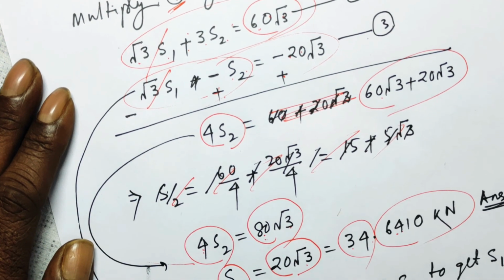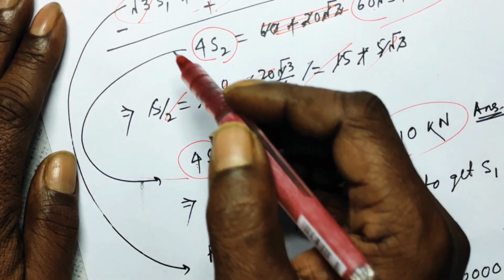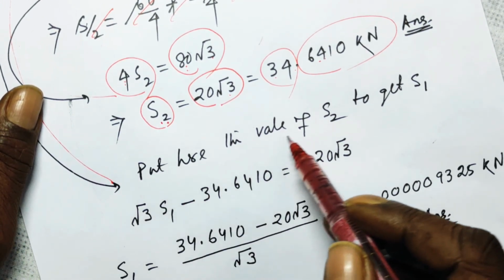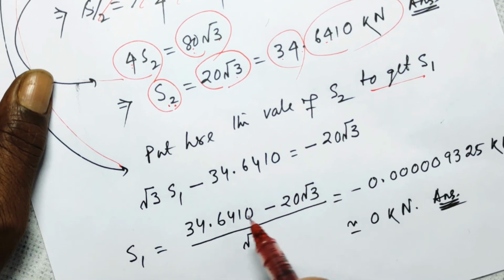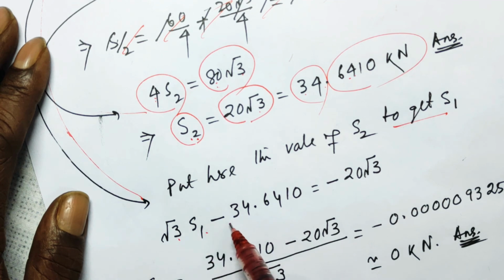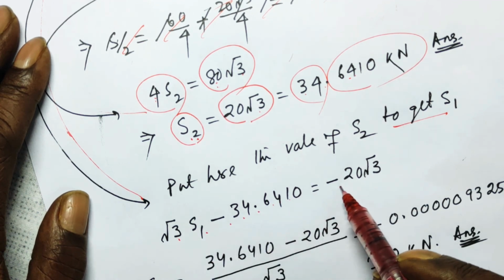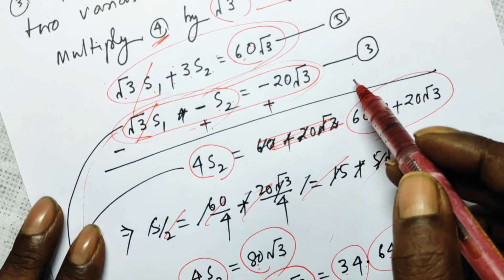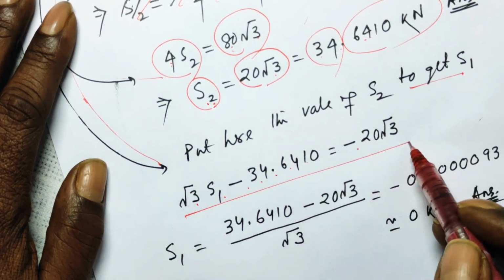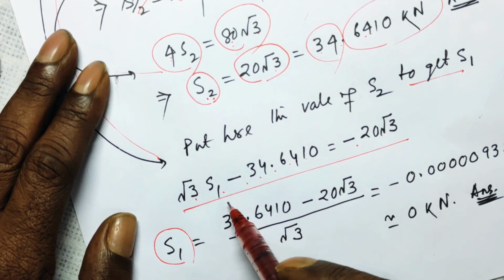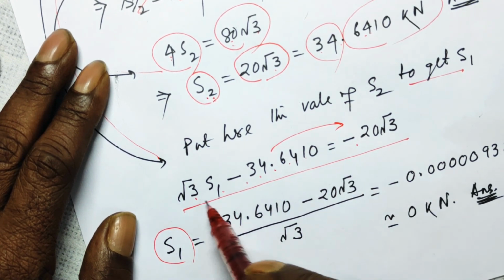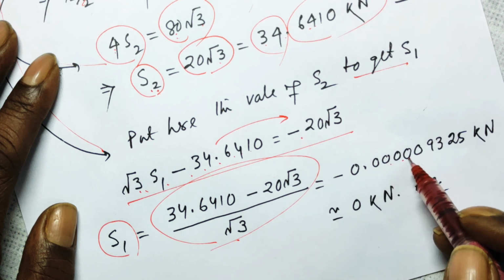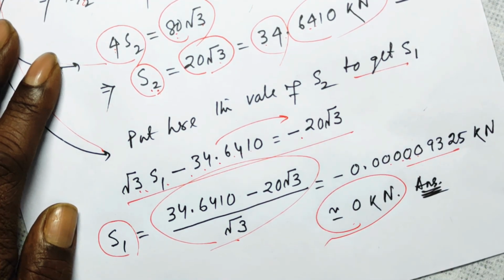Now similarly, put this value of S2 in equation 3 to get S1. So from this equation only, root 3 S1 minus 34.6410 is minus, that is this one. I am putting the value of S2 here in this equation 3 to get it. Now, so S1 is calculated. This goes to the other side. Root 3 comes to this side, is divided. So we are left with minus 0.000000 kilonewton. That is the same thing as 0 kilonewton.